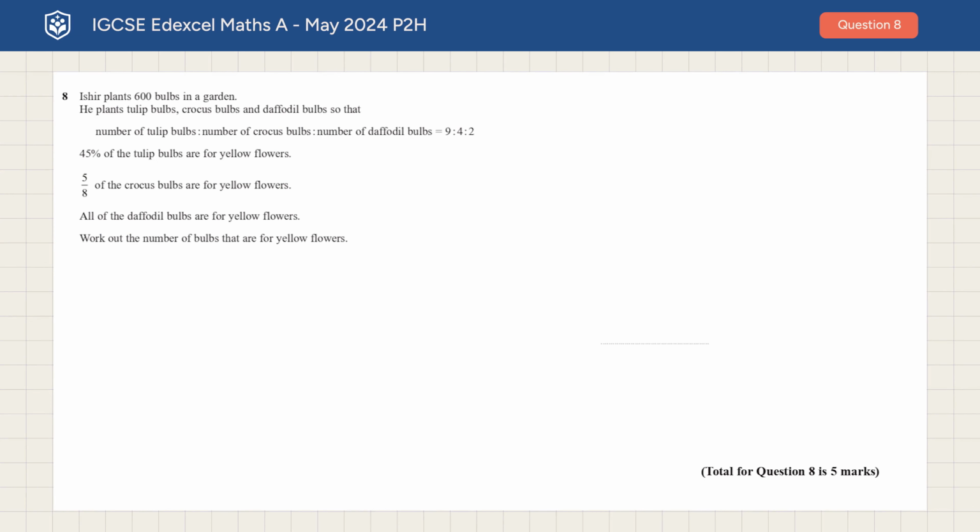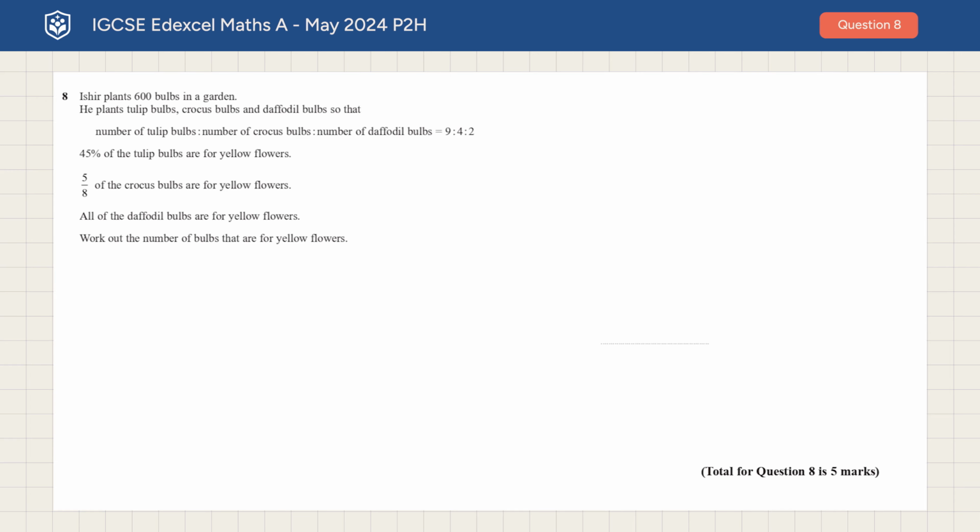Let's work through question 8. Ishir plants 600 bulbs in total, with tulip, crocus, and daffodil bulbs in the ratio 9:4:2. We need to find the number of bulbs that produce yellow flowers. First, we split the 600 bulbs according to the ratio. The total number of parts is 9 plus 4 plus 2, which equals 15 parts. To find the value of one part, we divide 600 by 15, which gives us 40 bulbs per part.